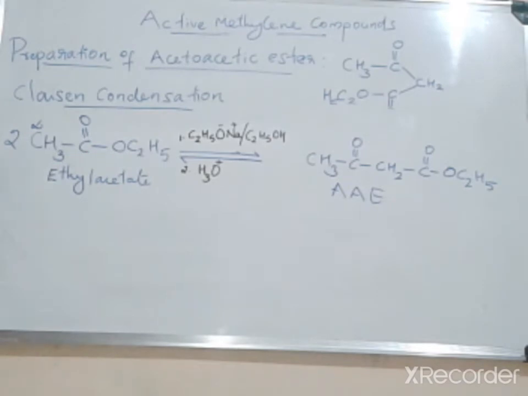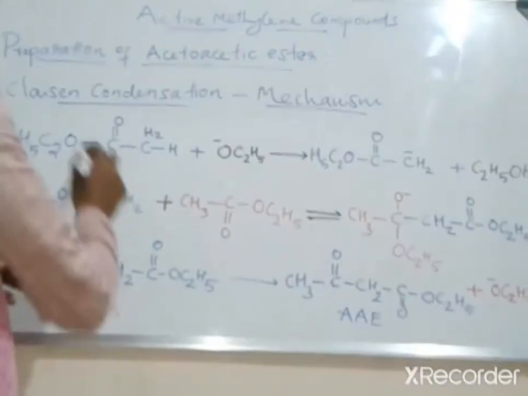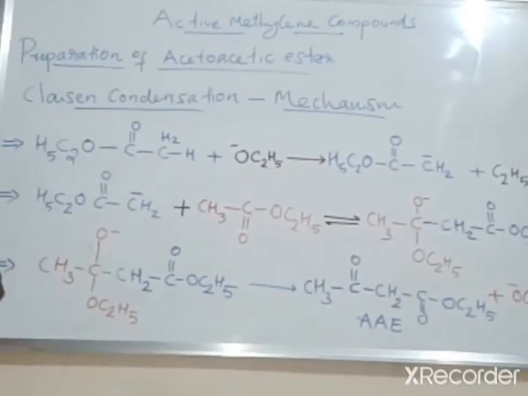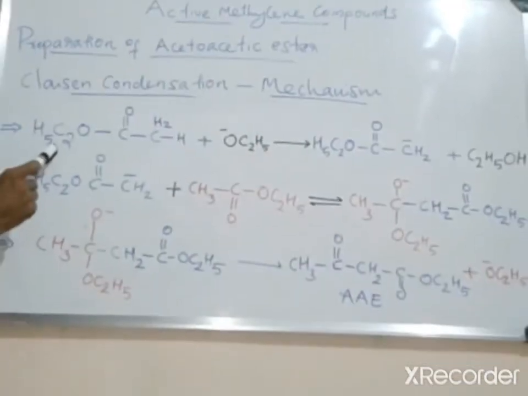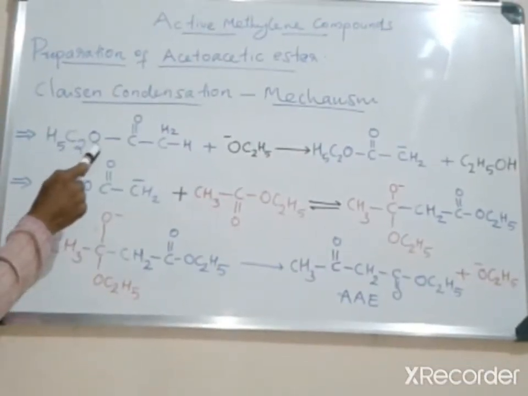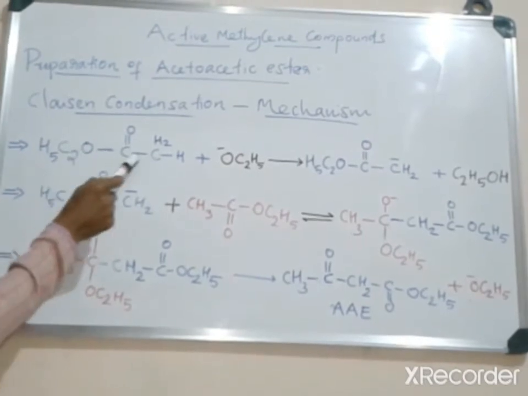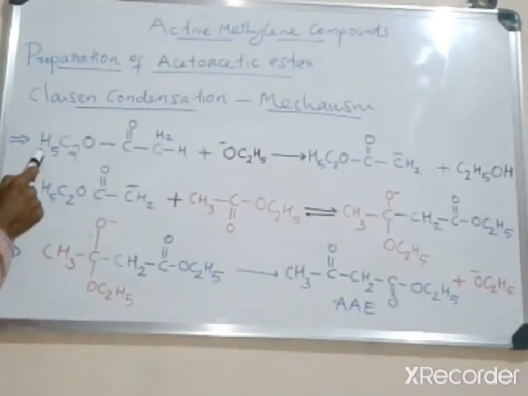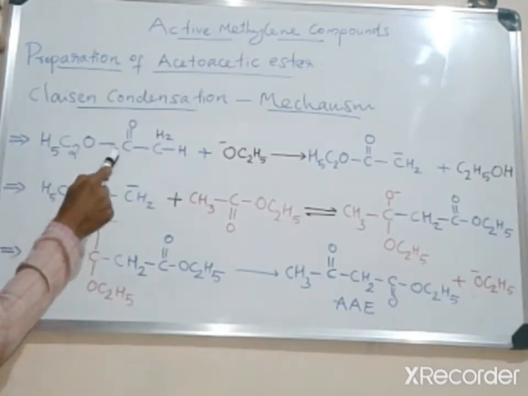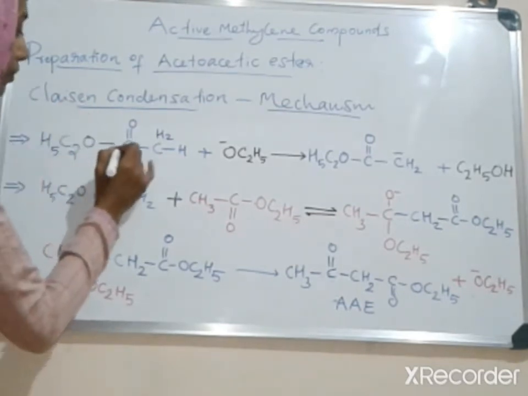Then next we want to discuss the mechanism of this Claisen condensation. It is very important. Now we can check the mechanism of the Claisen condensation. In this mechanism, first, one molecule of ethyl acetate, that is CH3COOC2H5, the first molecule.